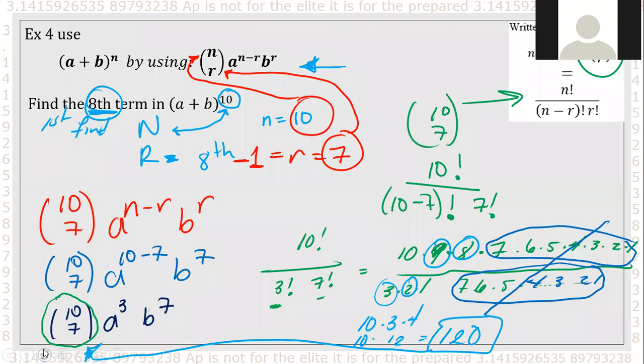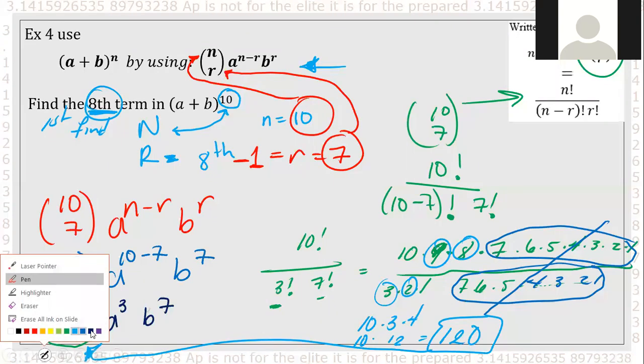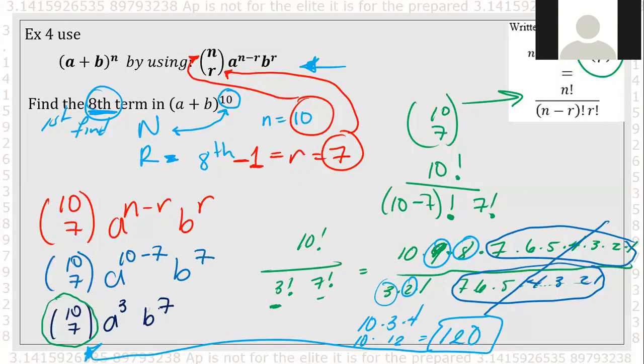So our solution should be, you go ahead and write it in purple, our answer should be 120, a to the third, b to the seventh. That should be your answer. This is your solution.